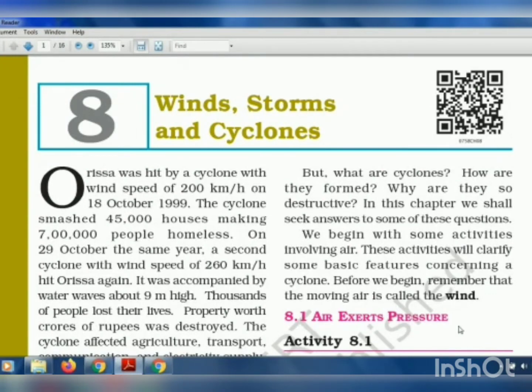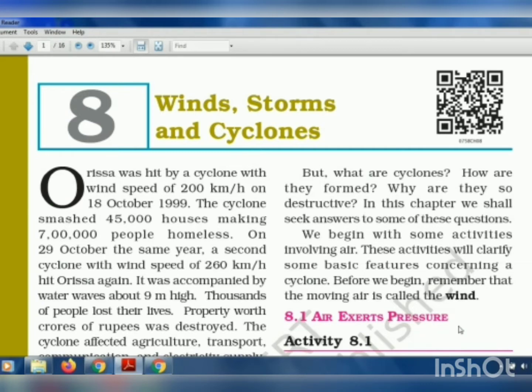So students, today in this video, we are going to start with our 8th chapter, that is about winds, storms and cyclones. So we know what is wind. Wind is called moving air. When air moves, we call it wind.